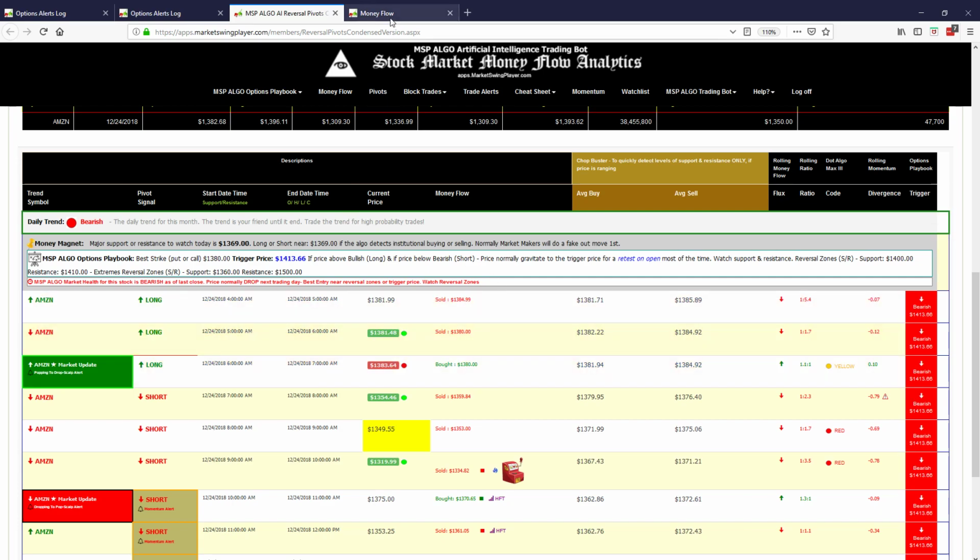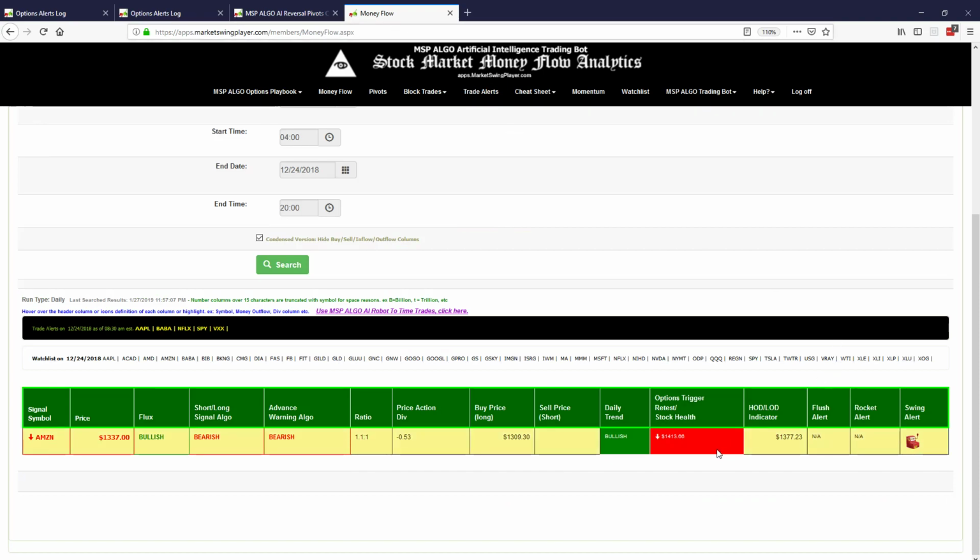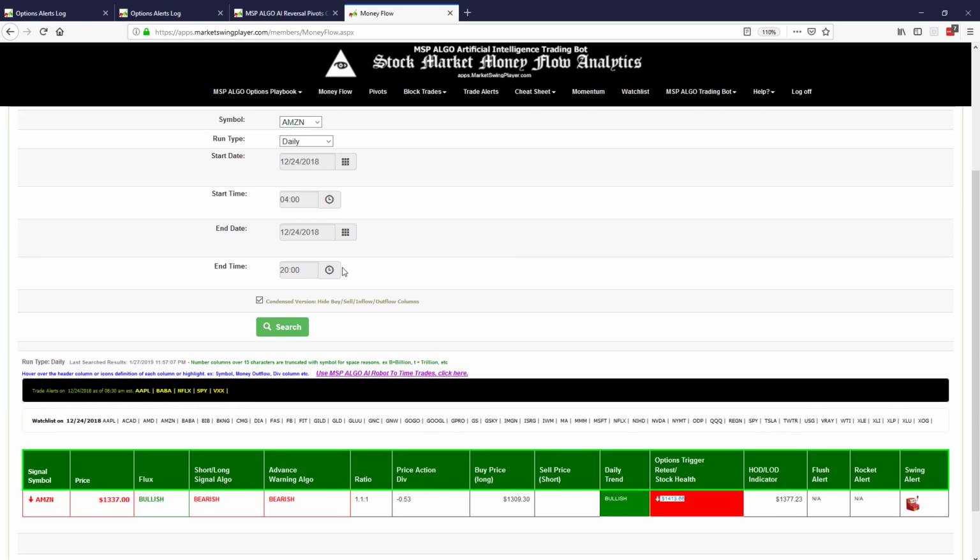That is also on the money flow as well, and we can see that it says that this stock is bearish. Let's look and see what it looked like before market open.